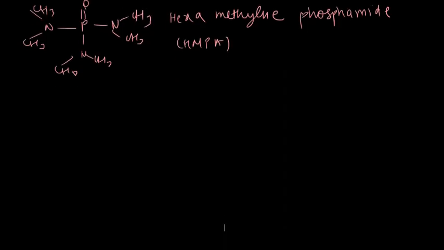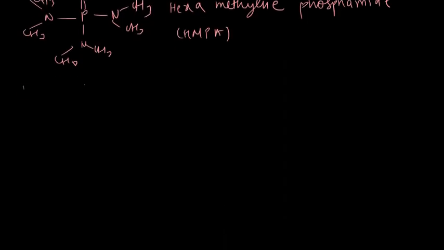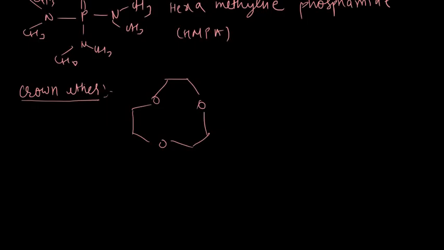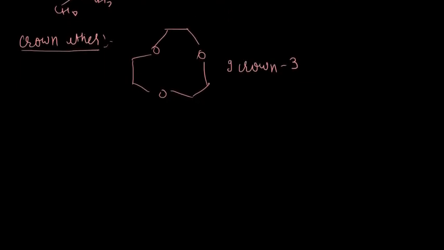Some more examples, like crown ether. This is also known as 9-crown-3. It has 9 atoms, 1, 2, 3, 4, 5, 6, 7, 8, 9, and out of these, 3 are oxygen. So it is known as crown ether, 9-crown-3.